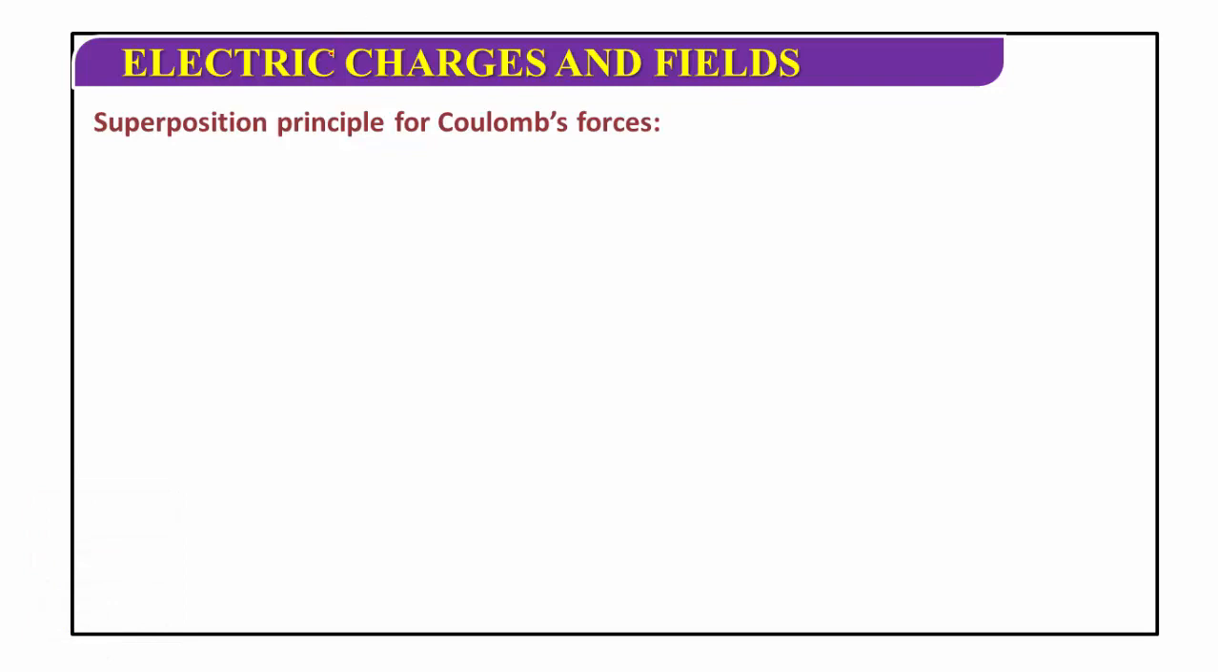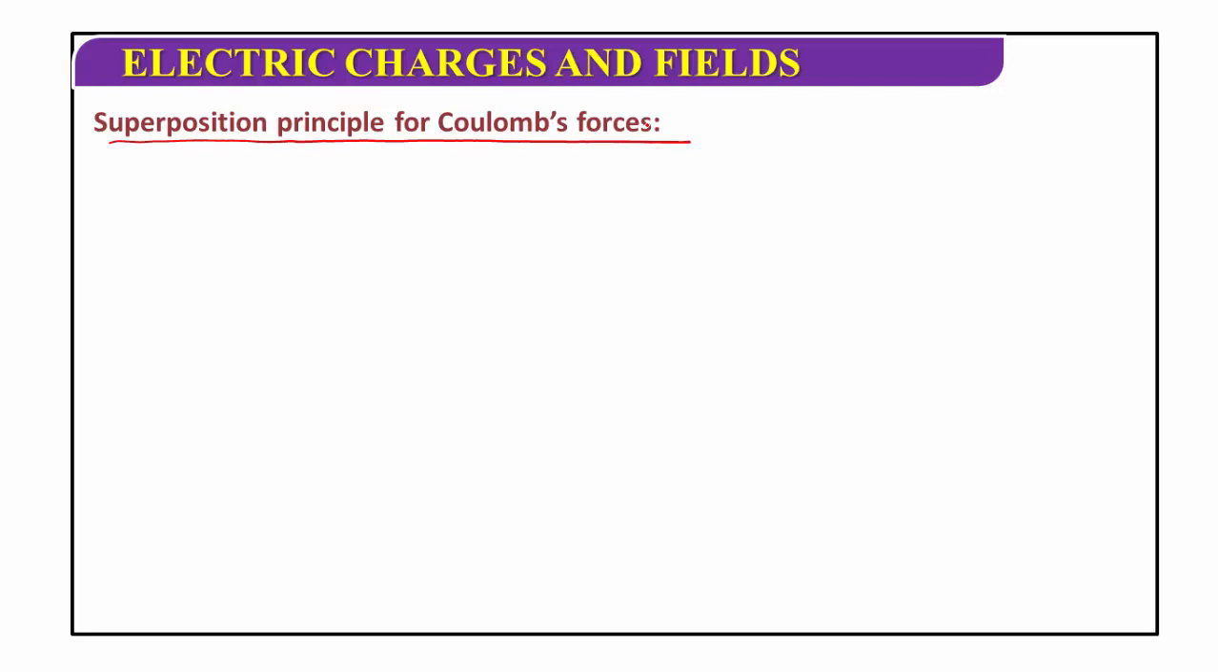If more than 2 charges are present, then what do we do? We call it the superposition principle for Coulomb forces, or the superposition principle for multiple charges. The electrostatic force on a point charge due to a number of charges is given by the principle of superposition, and this principle is based on the property that the electric force between two charges is unaffected by the presence of the other charges.